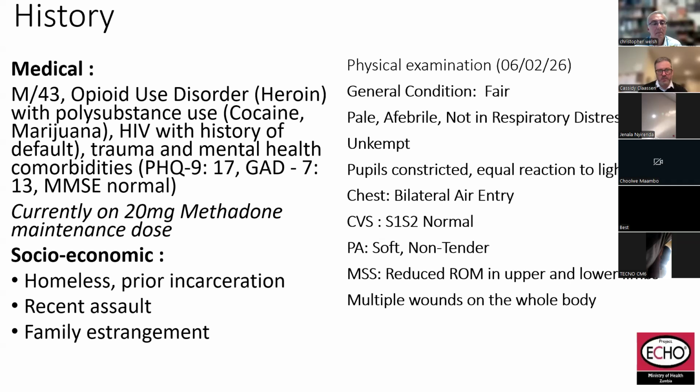His pupils were constricted, with equal reaction to light. His chest was clear with bilateral air entry. Cardiovascular system, the S1, S2 were normal, and per abdomen, it was soft, non-tender. Musculoskeletal, we noticed a reduced range of motion in upper and lower limbs. This was due to the assault.